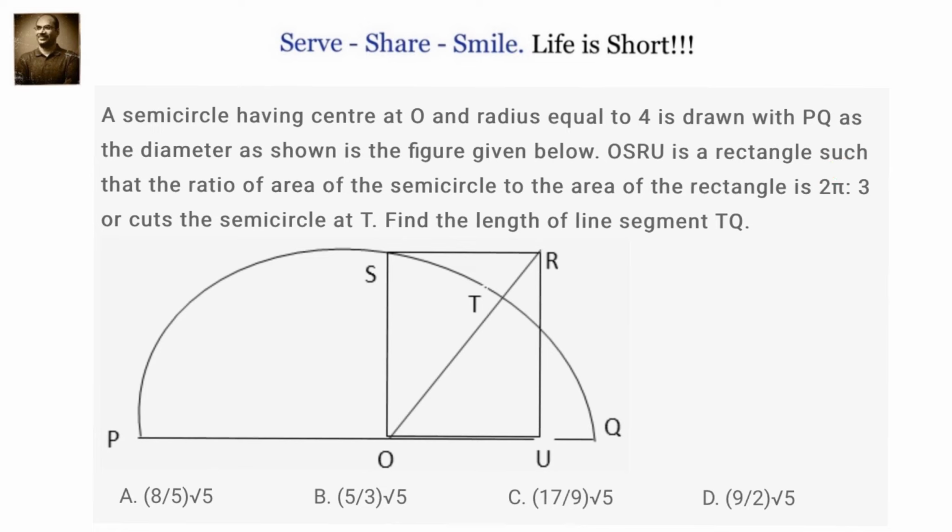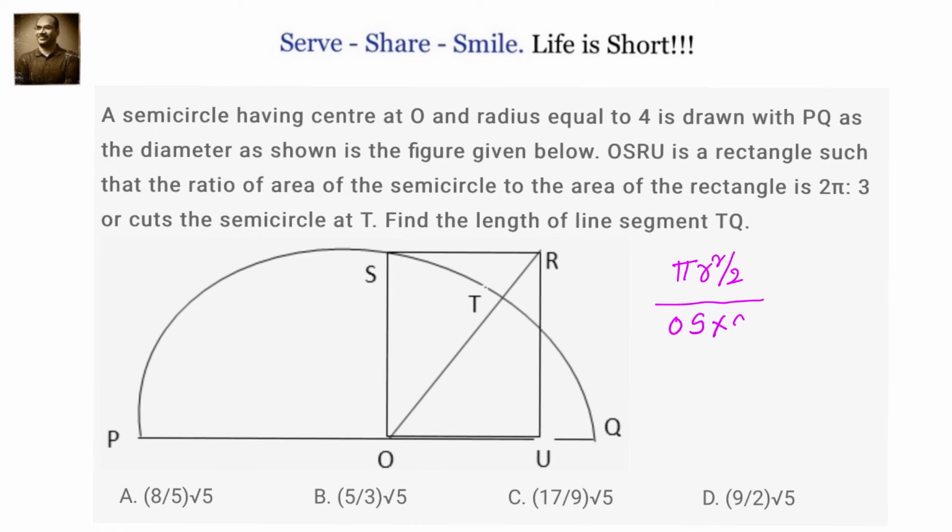Then what will be OR? OR will be the diagonal of the rectangle. If we are able to calculate SR, then we can easily calculate OR also. What we need to calculate finally is TQ. So to calculate TQ, first we'll try to find out the dimensions of the rectangle. We know one is 4 units. What SR is, we want to find out.